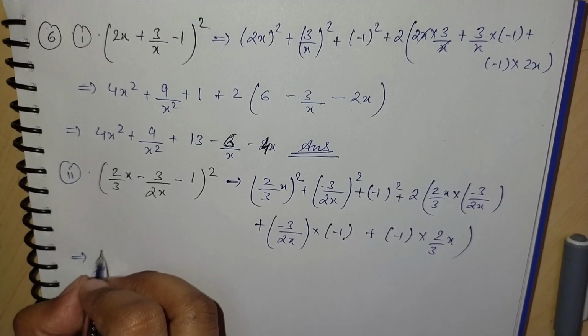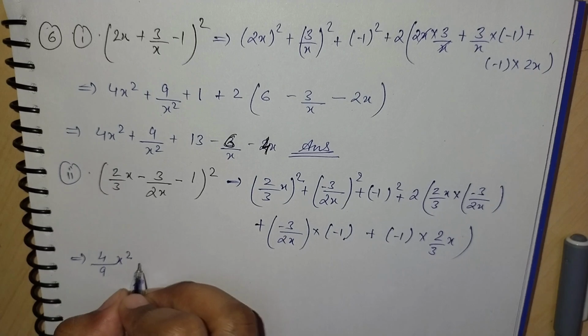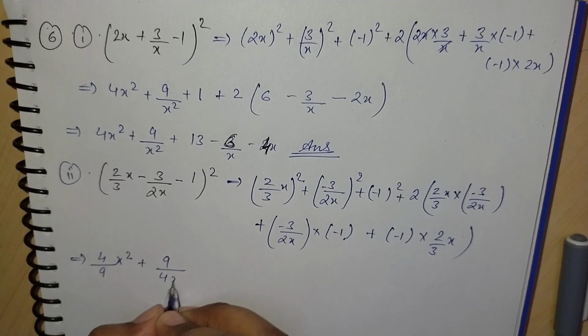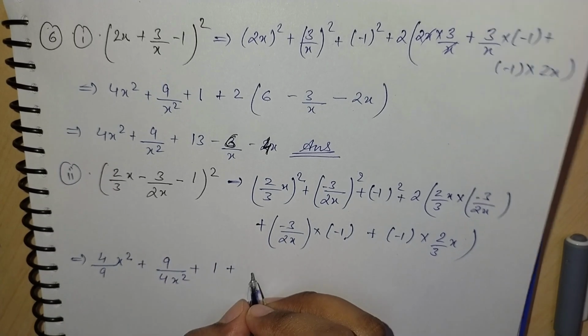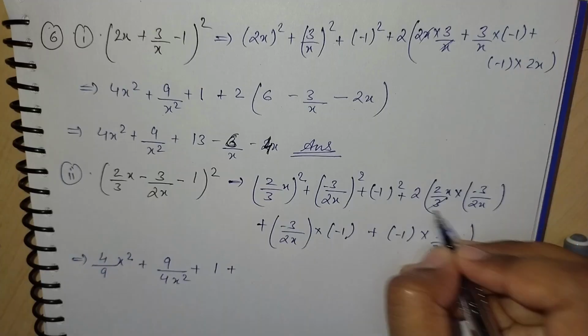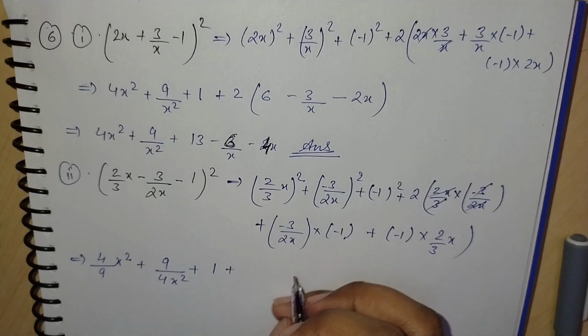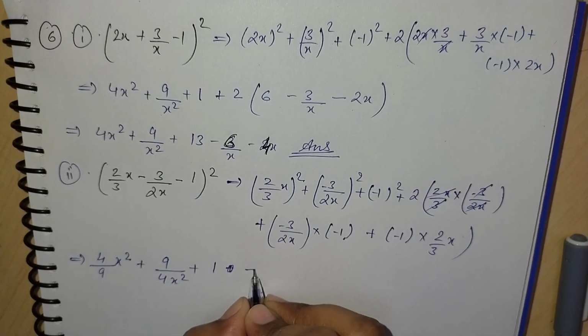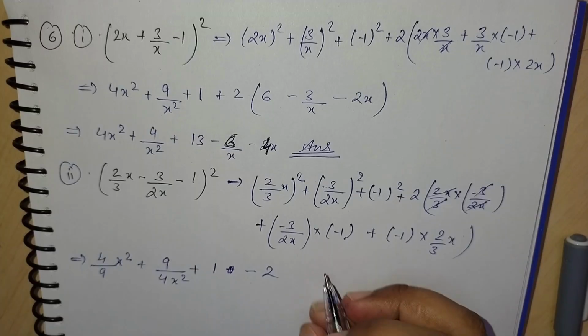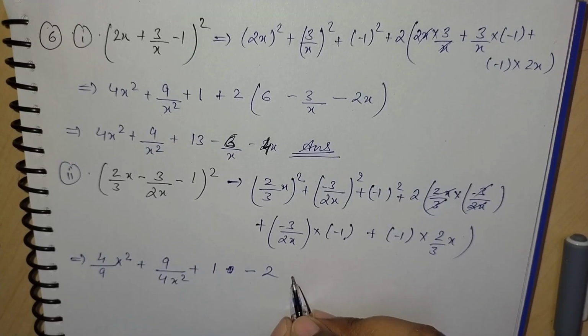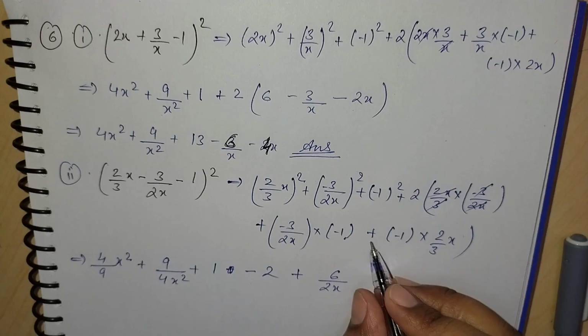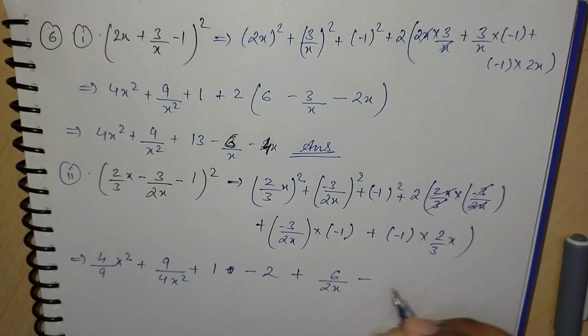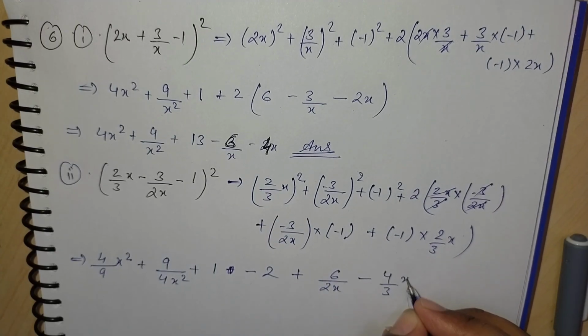So this is equal to 4/9 x² + 9/4 x² + 1 plus, on cancelling out the 3 here and the x, 2x and 2x, we will get minus 2. On cancelling this whole thing, we will get plus 6/2x. Now here, plus minus 4/3x.